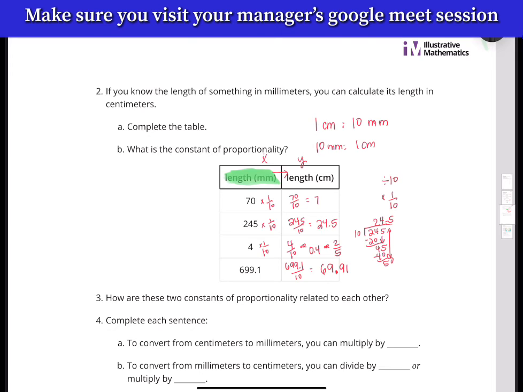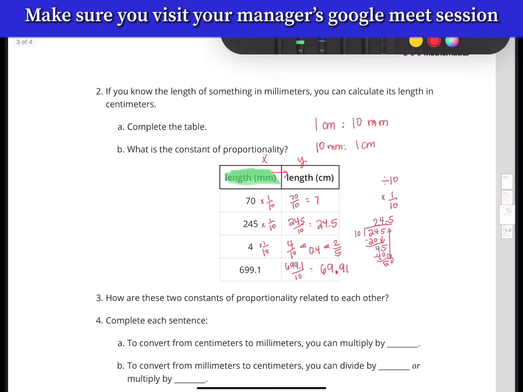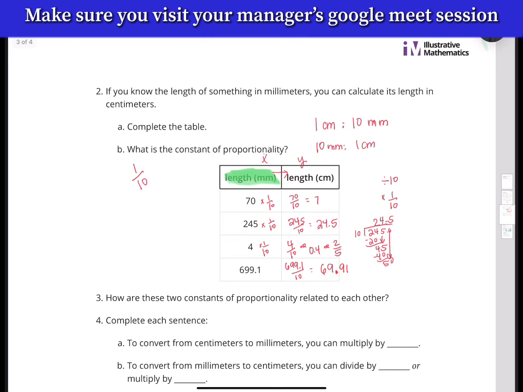Okay, so for part B, it's asking us what was the constant of proportionality. So what number helped us figure out the values in the right column? What number was constantly multiplied each time? If you guess that the constant of proportionality is 1/10, you are absolutely correct. Okay, the constant of proportionality is 1/10. If you like decimals, you could have put 0.1.